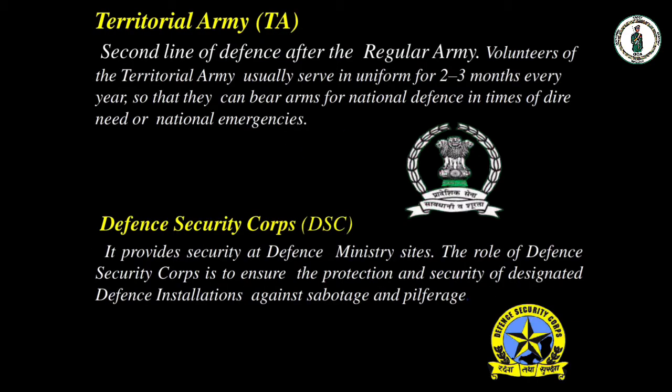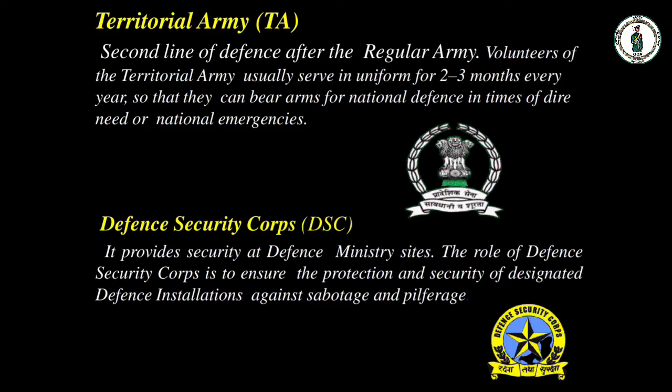Then the next is the Territorial Army, which is the second line of defense after the regular army, and the volunteers of the TA usually serve for around 2 to 3 months every year. Then the DSC, that is the Defense Security Corps, which provides security at Defense Ministry sites, and it is mainly responsible for ensuring the protection and security of defense installations. So this is all about the elements that come under services.